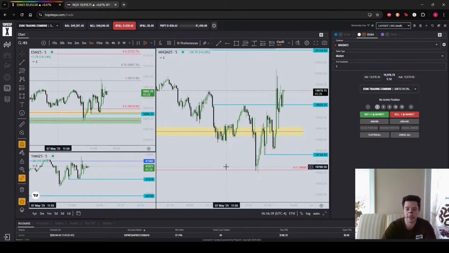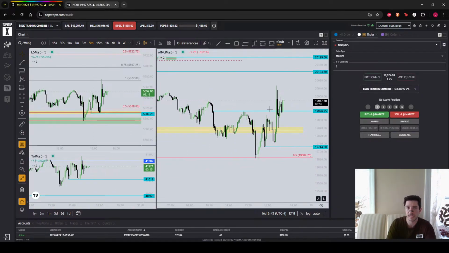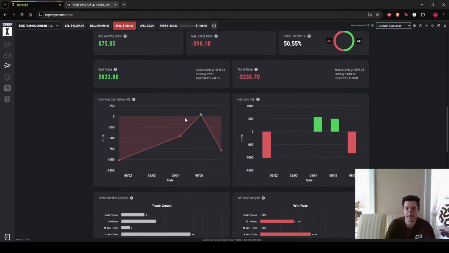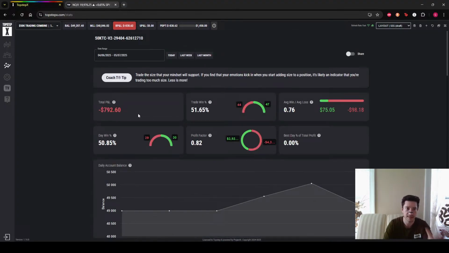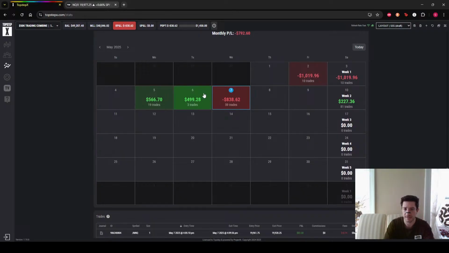Obviously, nothing else to do anyway. But yeah, tomorrow I'm still gonna be looking for downside targets, and we'll just recoup. It's a bit of an ugly day considering where we were. Total P&L 792. It was a really good day. We were up like 450 or $500 today. So, what are you gonna do?